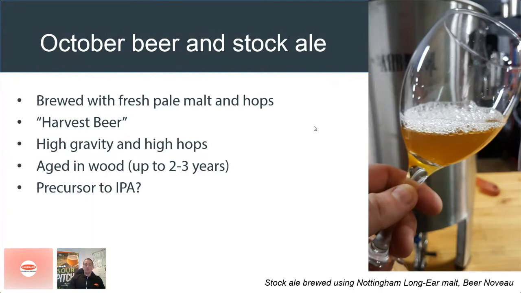And there's a wonderful picture that's kindly provided by Steve Dunkley at Beer Nouveau in Manchester in the UK. Steve's a fantastic advocate and source of knowledge for historical brewing. And in that picture, you can see the colour of a stock ale that Steve recreated using a barley variety that would have been used in the 1700s, which was Nottingham long year. So thanks, Steve, for that picture.